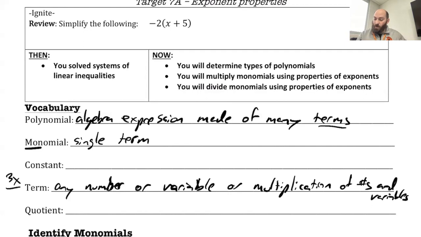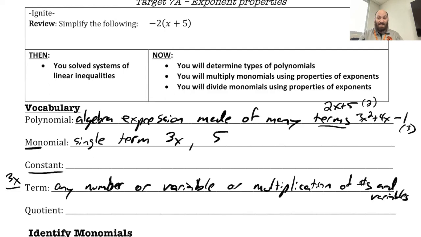Okay, so a polynomial is made of many terms, and there's a variety of them. So for example, I could do 2x plus 5, or I can do 3x squared plus 4x minus 1. Okay, these are 2 terms. This is 3 terms. We separate terms by addition and subtraction. A single term is going to be like my other one down there where it's like 3x. That's a single term. Even if I have the number 5, that's also a single term, and that leads me to the next term, constant.